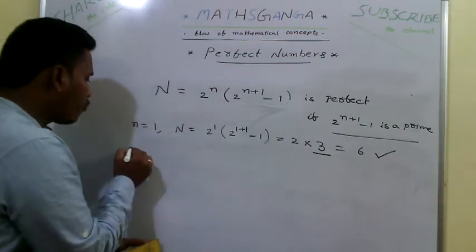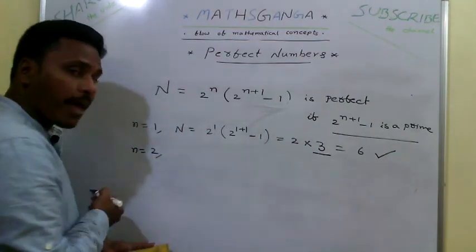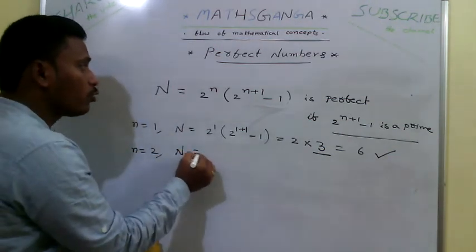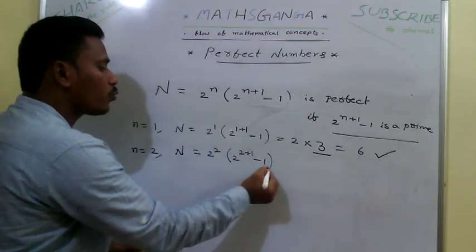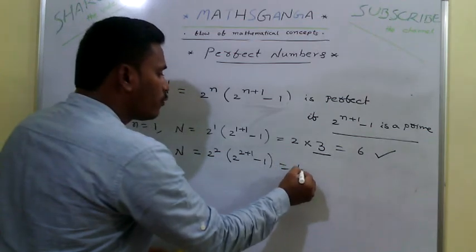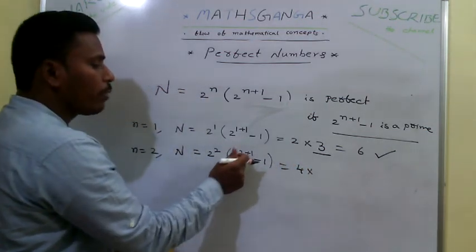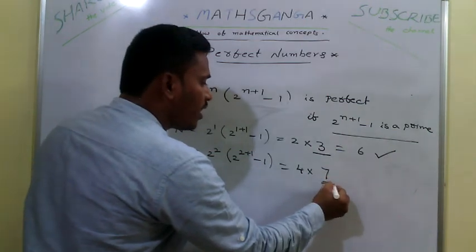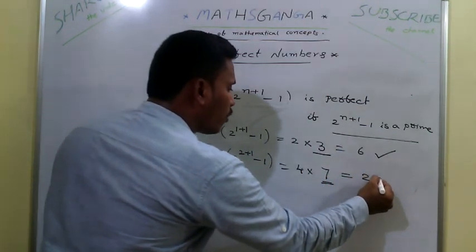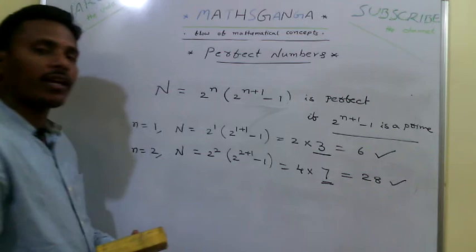Okay, right. If you take n equals 2, what will happen? Then n equals 2 square into 2 power 2 plus 1 minus 1. 2 square value is 4, and 2 power 2 plus 1 is 2 cube, minus 1 is 7. Since this 7 is a prime number, 4 into 7, 28, is a perfect number.